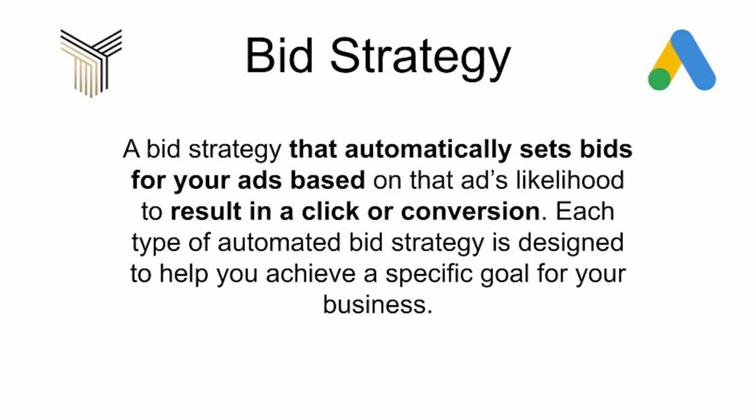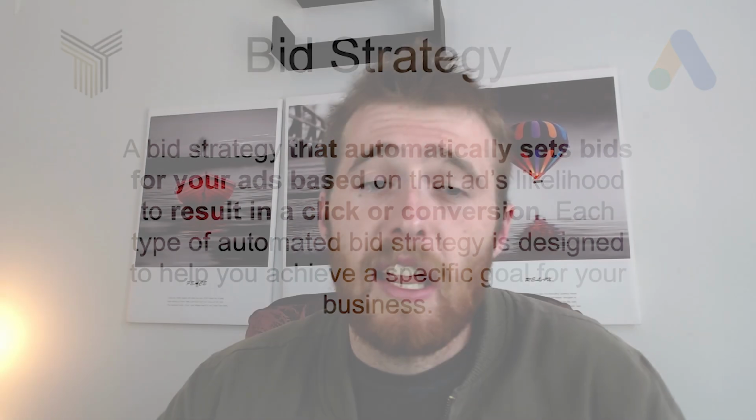Now, to start off, what is a bid strategy inside Google Ads? If you didn't know, Google Ads runs on an auction house, and essentially every bid is counted at a certain cost depending on how expensive the keyword is, depending on how much competition. There's a lot of factors. If you haven't seen my video on how Google Ads works, I highly recommend checking that out just to catch you up to date. But if you have, that's essentially how Google Ads works. It's an auction house. And a bid strategy defined by Google is an automated strategy that automatically sets bids for your ads based on the ad's likelihood to result in a click or conversion.